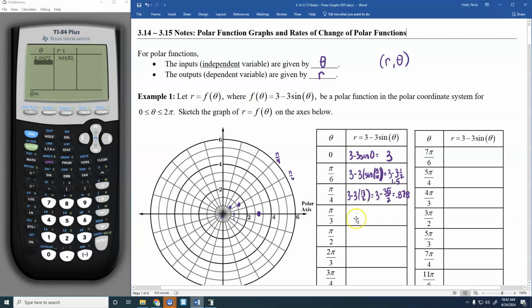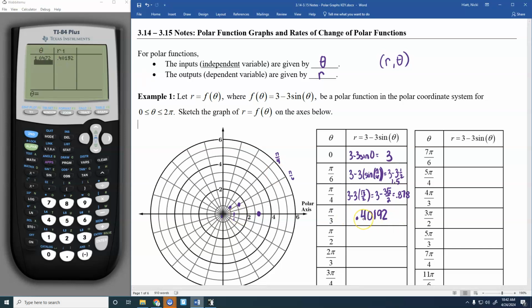Are we wanting the R1 or the theta value? We want the R. Okay. Oh, because that's probably pi over 3. Yeah, that's pi over 3. It's just changing it to a decimal for you.